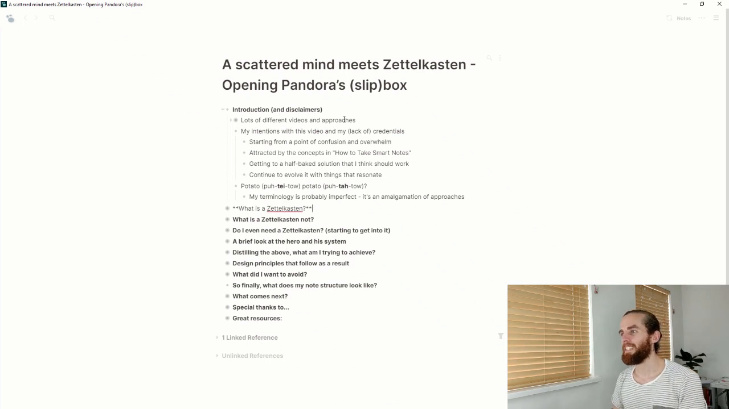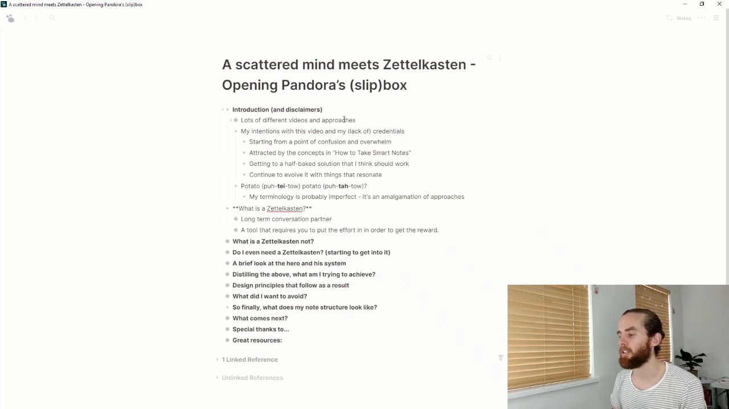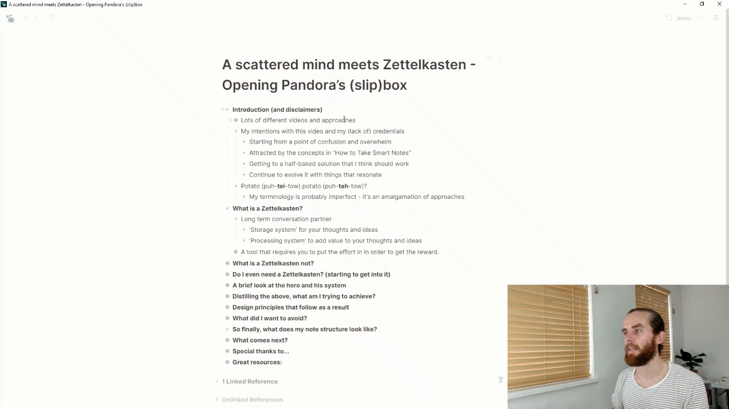So what is a Zettelkasten? It's often referred to as this long-term conversation partner, and we're going to look at that a little bit later, the person who coined that. And what that means is it is a storage system for your thoughts and ideas in form of index cards. And it's a processing system to add value to your thoughts and ideas, also using index cards and putting them into a physical location and being able to reference those ideas very easily using a location system. So that's a very quick definition for it.